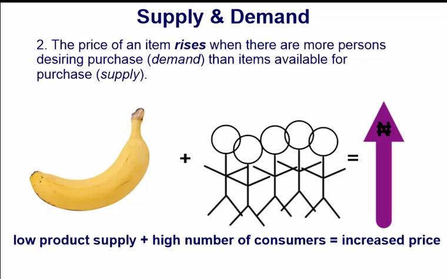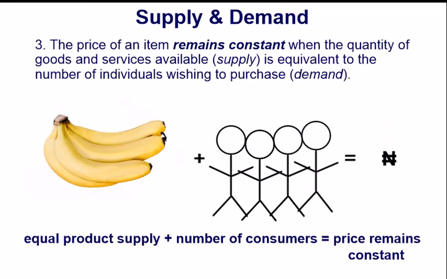Supply. Low product supply plus high number of consumers equals increased price. 3. The price of an item remains constant when the quantity of goods and services available, the supply, is equivalent to the number of individuals wishing to purchase, the demand.